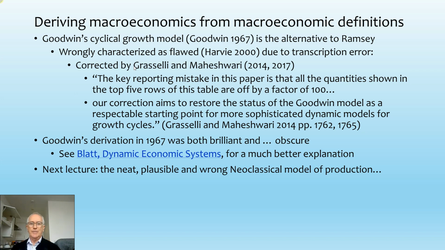In fact, the variable they use is an unintended nonlinear remapping of a simple adding up of output is equal to profit plus wages. And it's neat and plausible, and like so much of neoclassical theory, wrong as well. That's the next lecture.